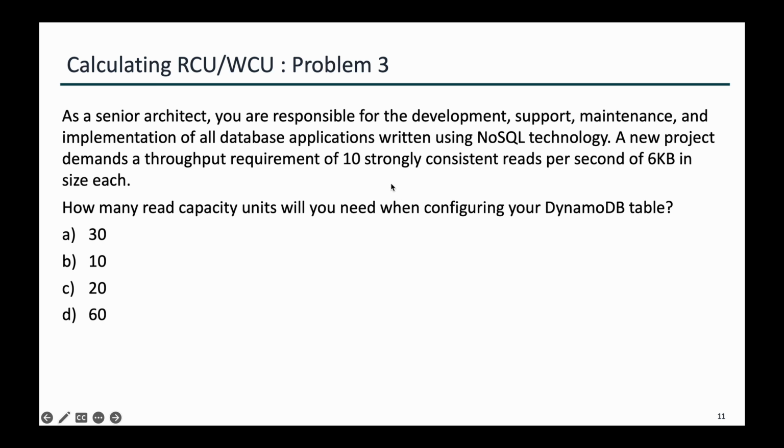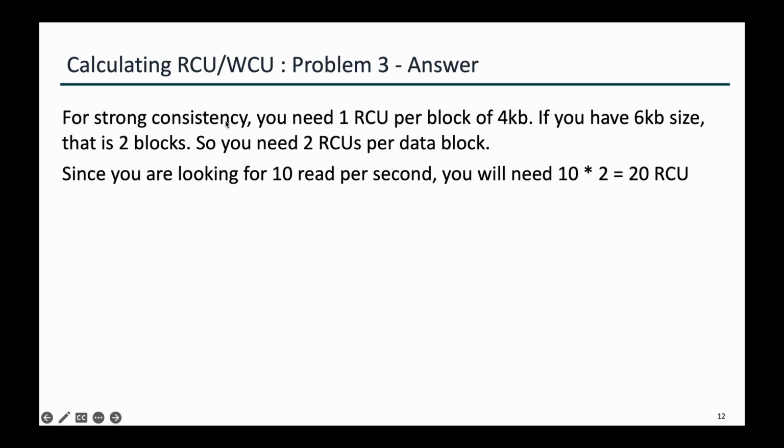So let us try to calculate that. 6 KB means 2 units, 2 blocks. And it is strongly consistent, which means that per block you need 1 RCU. Since there are 2 blocks per data item and there are 10 such items, you will need 10 into 2, 20 RCUs. Let us see the calculation. For strong consistency, you need 1 RCU per block of 4 KB. If you have 6 KB size, that is 2 blocks. So you need 2 RCUs per data item. Since you are looking for 10 reads per second, you will need 10 into 2 equal to 20 RCU.